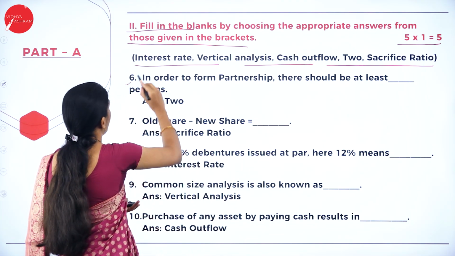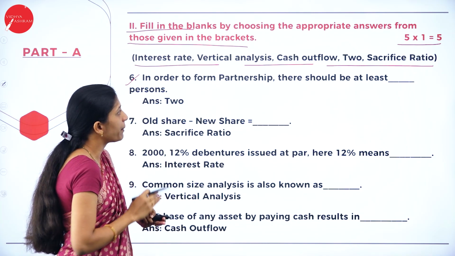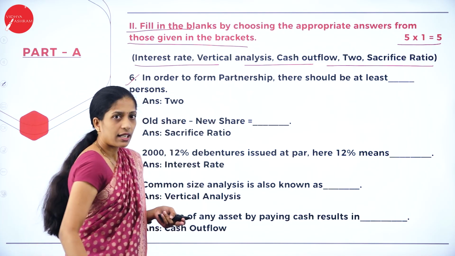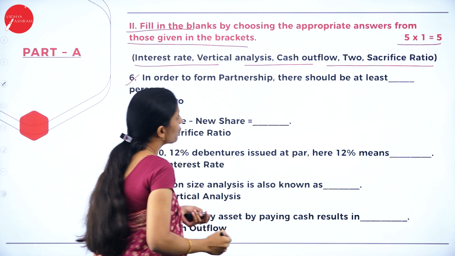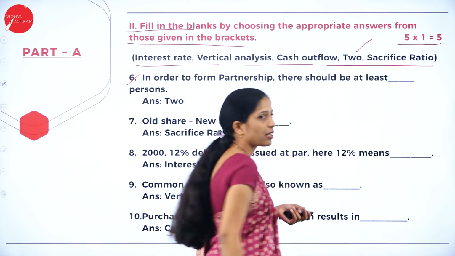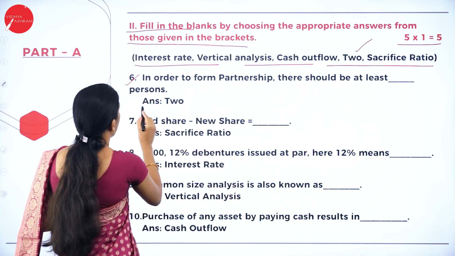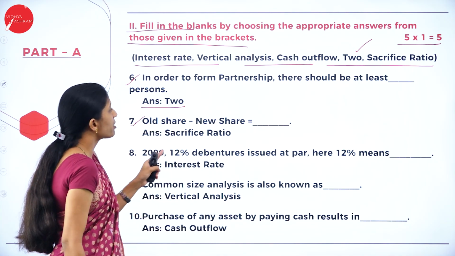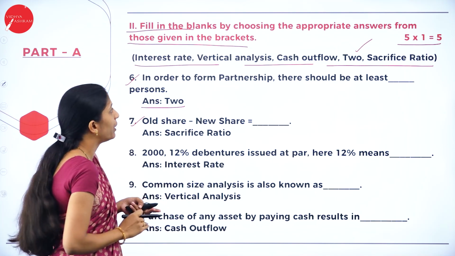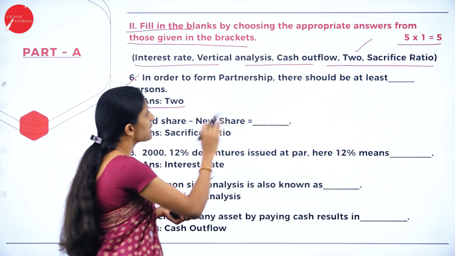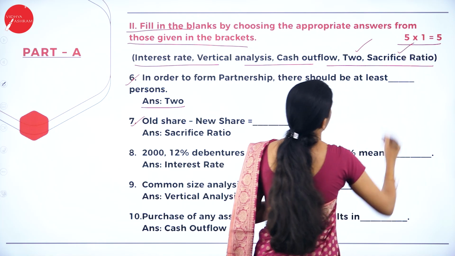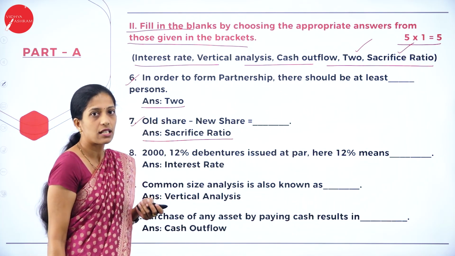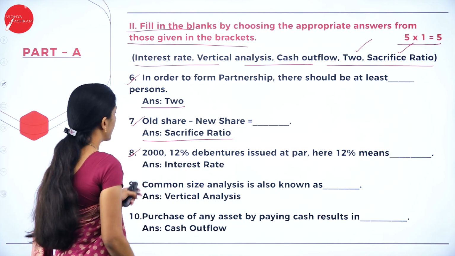Now, go through the sixth question. In order to form a partnership, there should be at least dash persons. So, in the bracket itself, they have given the answer. So, how many persons are required to form a partnership? 2. Correct? So, your answer is 2. Next question, seventh question. Old share minus new share is equal to. So, what would be the answer from these brackets they have given? So, your answer is sacrifice ratio. So, what is the answer? Sacrifice ratio.